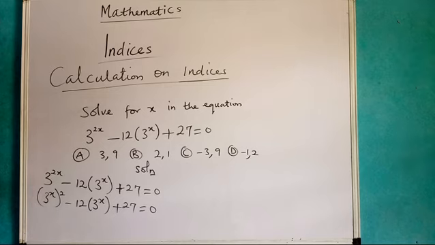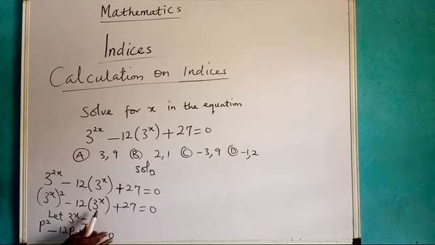Okay, let's now look at the one in bracket, 3 power x. I can say, let 3 power x equal p. It means that wherever I have 3 power x, I will have to replace it with p. Therefore, I will now have p squared minus 12p plus 27 equals 0. Okay? Now we have a quadratic equation.